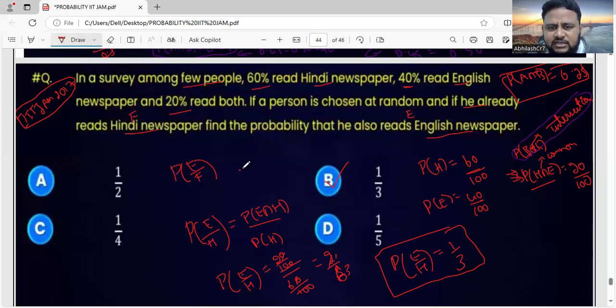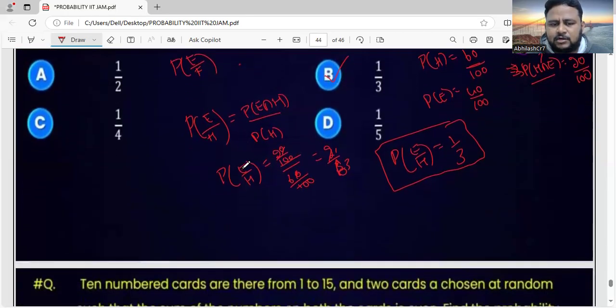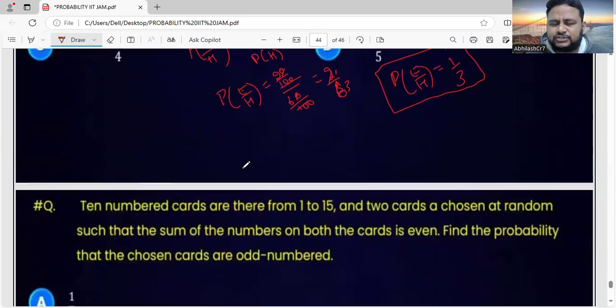So based on the conditional probability formula, we got 1 by 3. All right, friends, let us move to the next question.